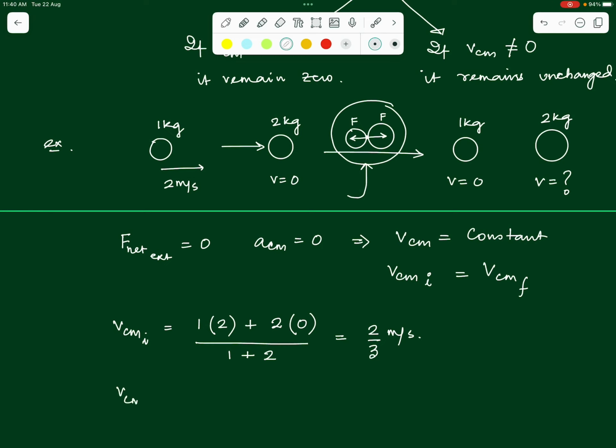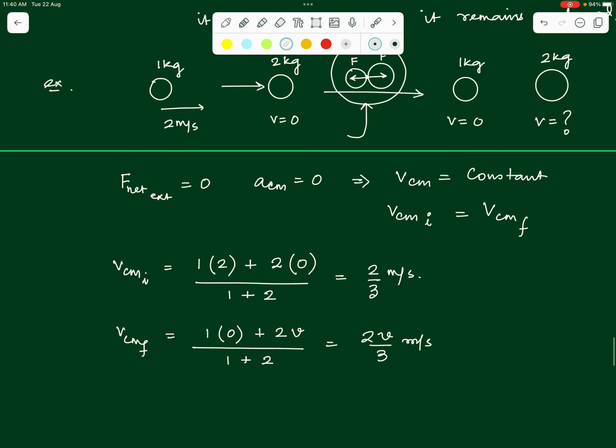What is the final velocity of center of mass according to the figure that we have drawn? m1 v1 is 1 into 0 plus m2 v2 is 2 into v, where we are assuming the velocity of the 2 kg ball as v, divided by m1 plus m2. So this is 2v/3 meters per second.